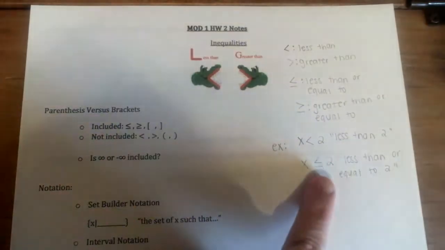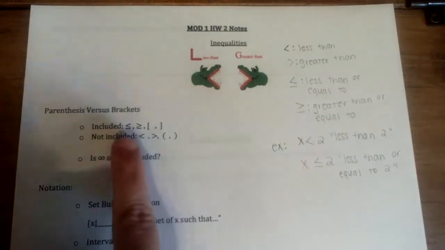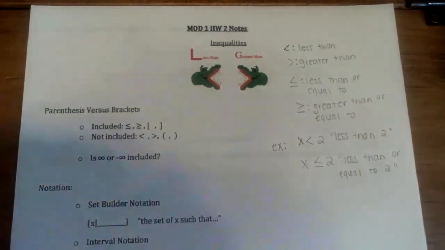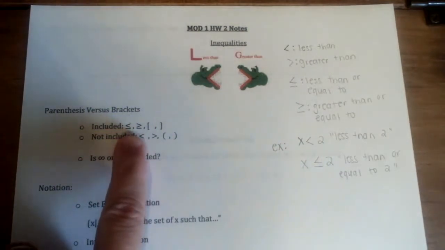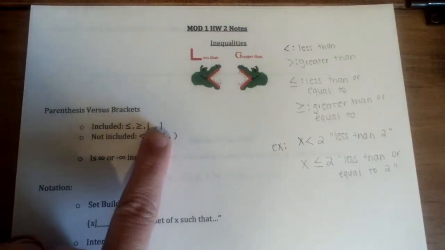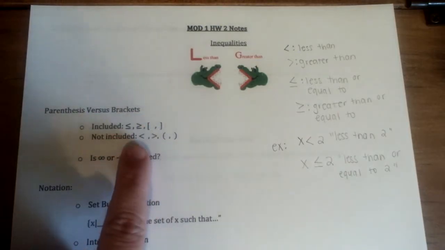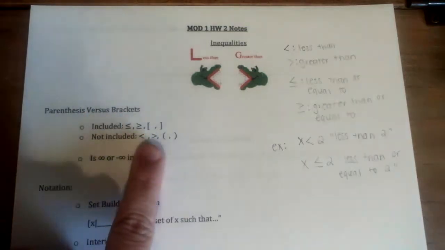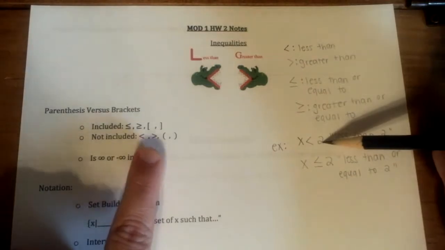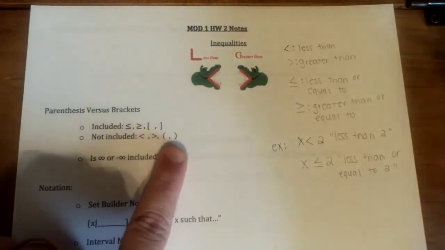Because this 2 is included in our answer, x can be 2 and everything less than it. So whenever our answer is included, we're going to use our or equals to, so less than or equals to, greater than or equals to, and then we're going to use our square brackets. Square brackets, we'll talk about this in a second. And whenever it's not included, just like this one up here, 2 is not included in the answer, only everything less than 2, we just have our less thans and our greater thans, and for that we're going to use our parentheses.